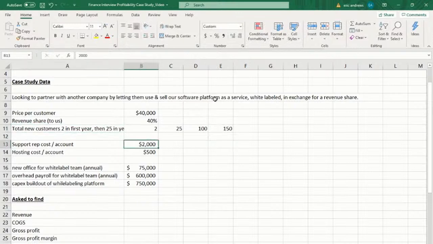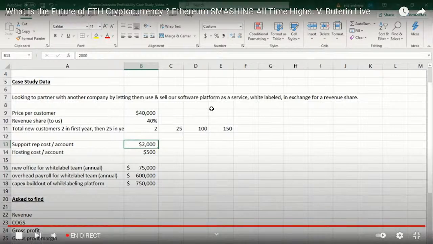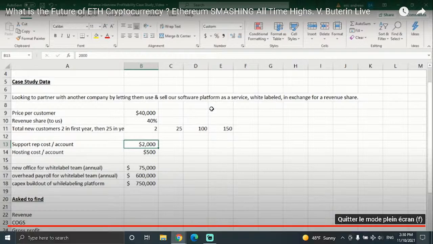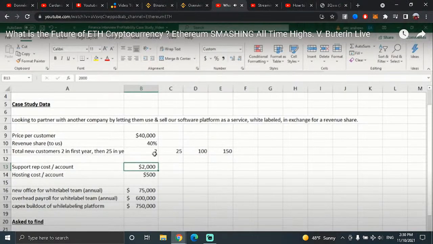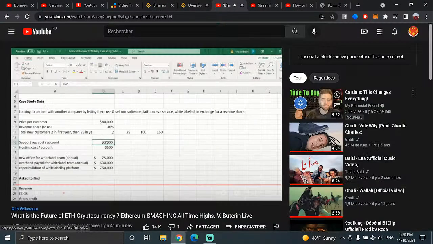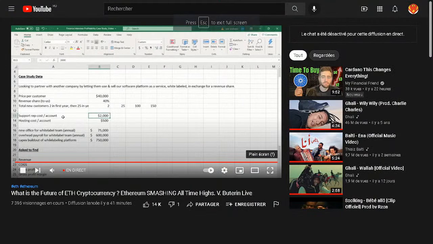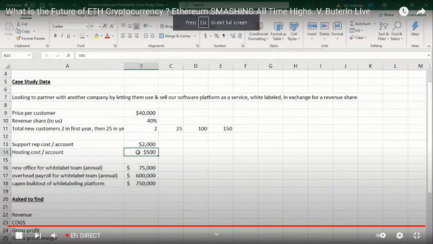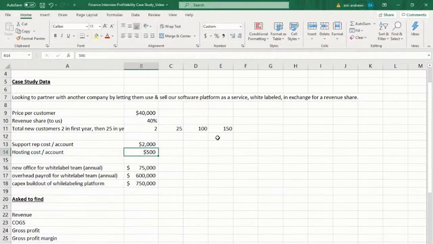So then we estimate that the cost in terms of support reps for each customer account of this white labeled platform is $2,000 a year. So $2,000 per account. And then we think the hosting costs, that would be like Amazon Web Services and different hosting applications, is $500 a year per new customer.